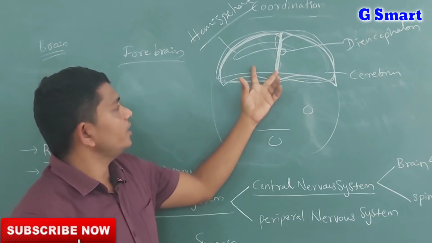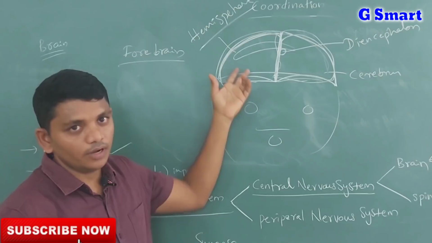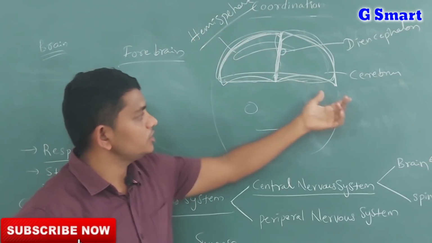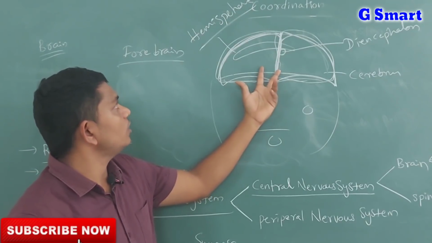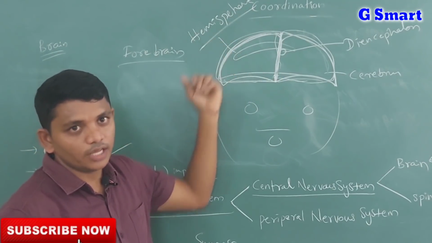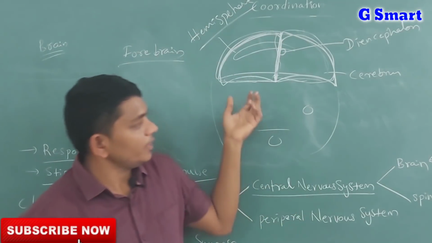So each part is called a hemisphere, a cerebral hemisphere. Here the cerebrum is classified into two equal halves, and each half is called a hemisphere. Right? Okay. Let us discuss what is happening in the forebrain.